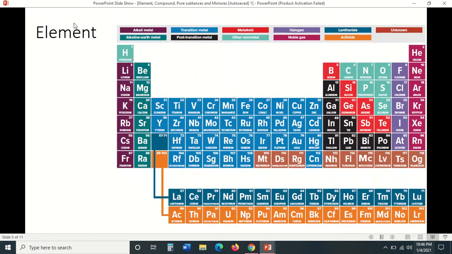Next. So this is the periodic table of elements. There are 118 elements in the universe, but some of them cannot form naturally and can only form in a lab or in very rare circumstances. And then there are hydrogen, carbon, nitrogen, oxygen, phosphorus, sulfur, and selenium. They have the same color. This means all of them are one type. It is called other non-metal.